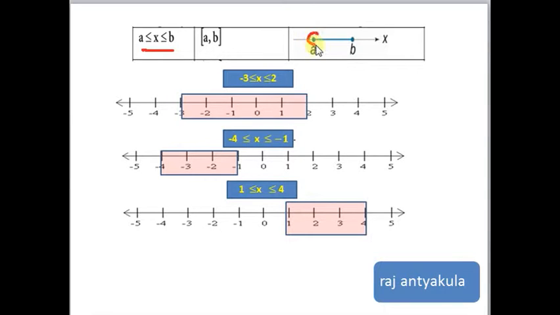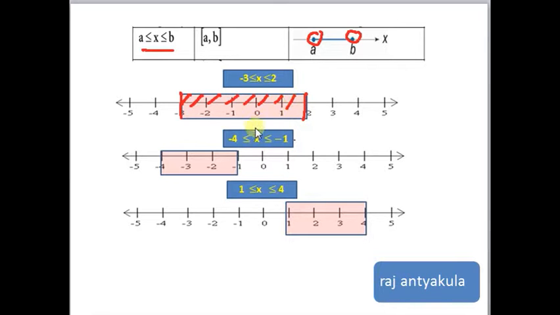So in the number line, this is how we represent. Let us see a few examples. Minus 3 less than or equal to x less than or equal to 2. It means the lowest value is minus 3. X will take minus 3. And the highest value is 2. X will take 2 because the equal to symbol is there. And also it will take values that lie in between minus 3 and 2.